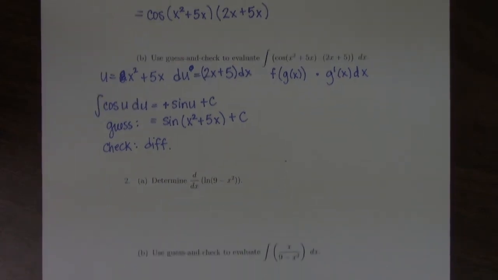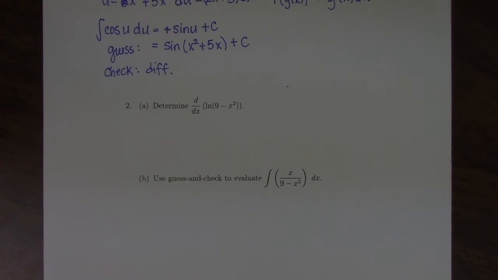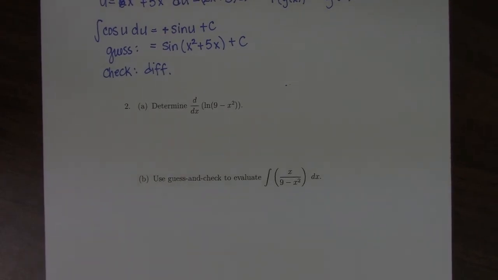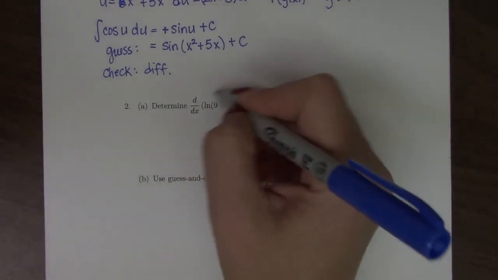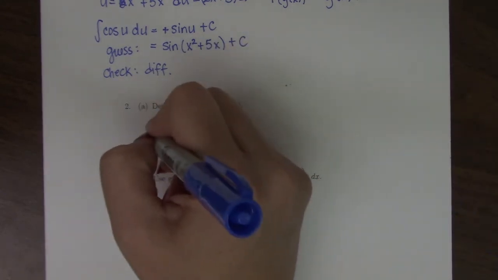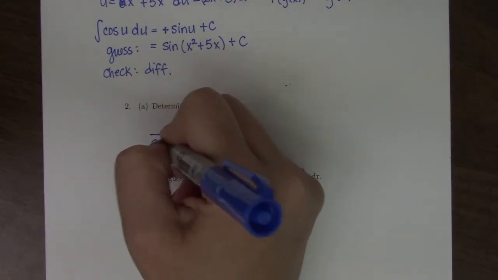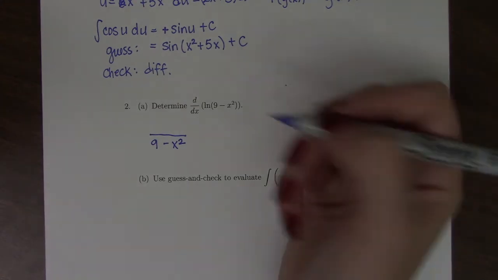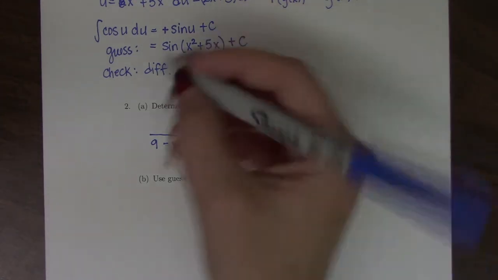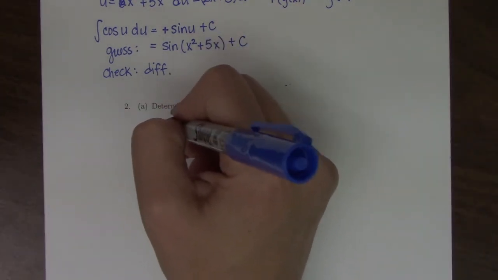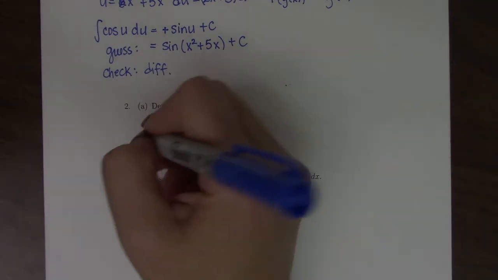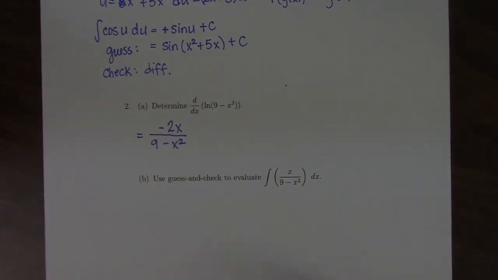So let's look at number 2. Number 2 says take the derivative of the natural log of 9 minus x squared. So the derivative of the outside is just something over 9 minus x squared. And then we multiply by the derivative of the inside, and I get negative 2x. So this is the derivative of this function.